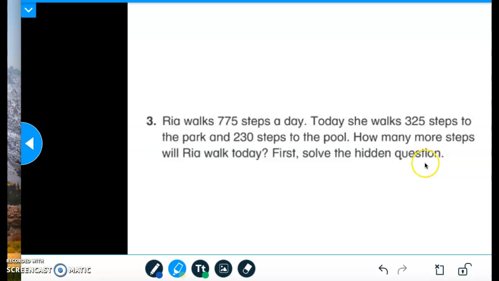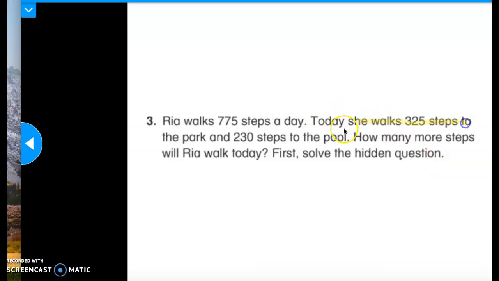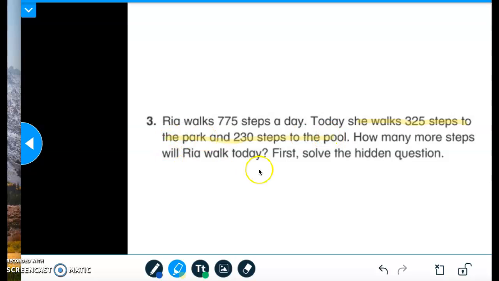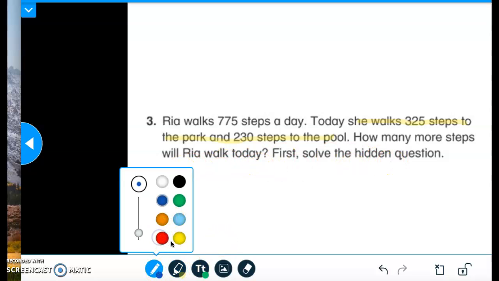First, solve the hidden question. Our hidden question is that she walks 325 steps to the park and 230 steps to the pool. We need to figure out how many more steps she will walk. This is just like the last problem. So we know that she takes 775 steps a day, but first we need to answer this hidden question of how many steps she's already walked to be able to answer how many more steps she'll walk today. So we're going to do that together.